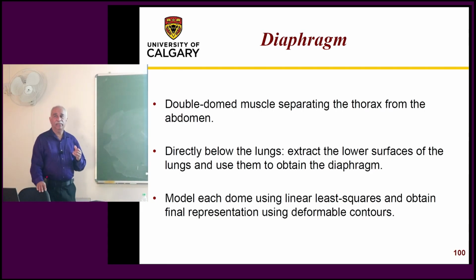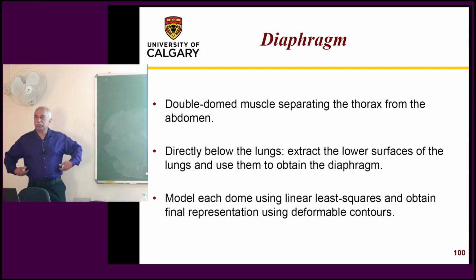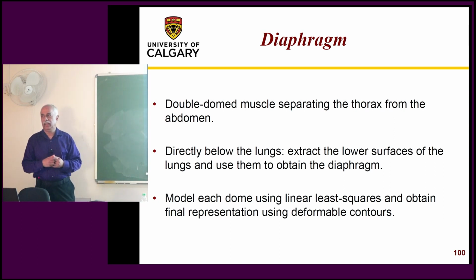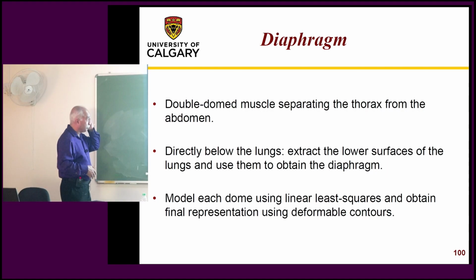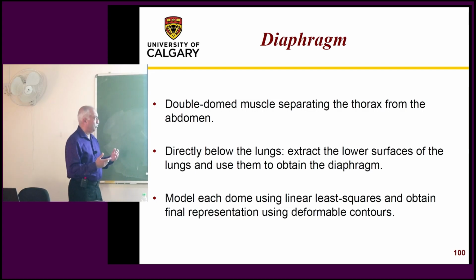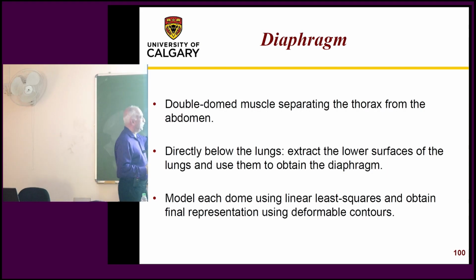The next is the diaphragm. The diaphragm is a large muscle directly beneath the lungs that separates the thoracic cavity from the abdominal cavity. It's a double-domed surface, a double-dome muscle that separates the thorax from the abdomen directly below the lungs.